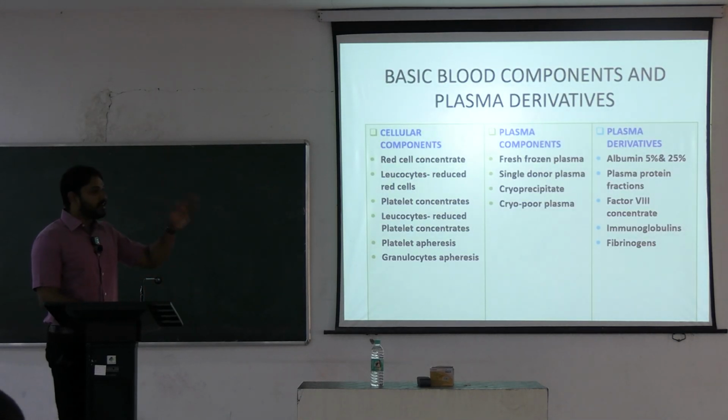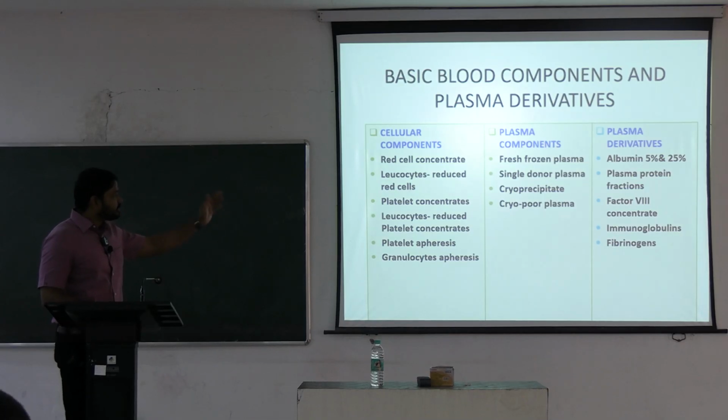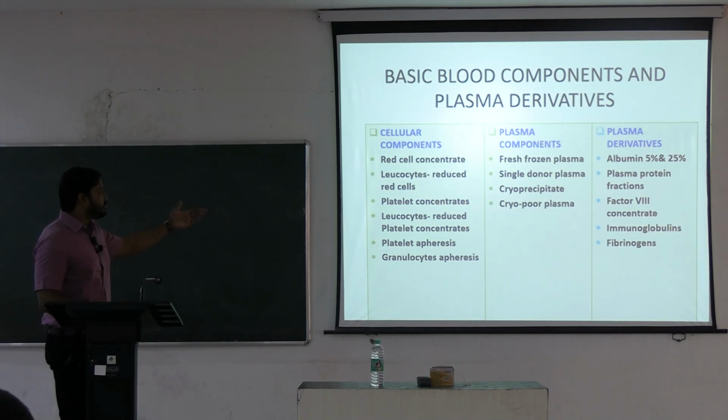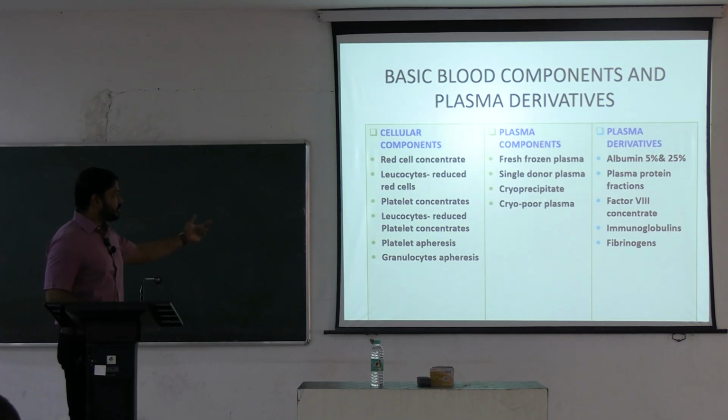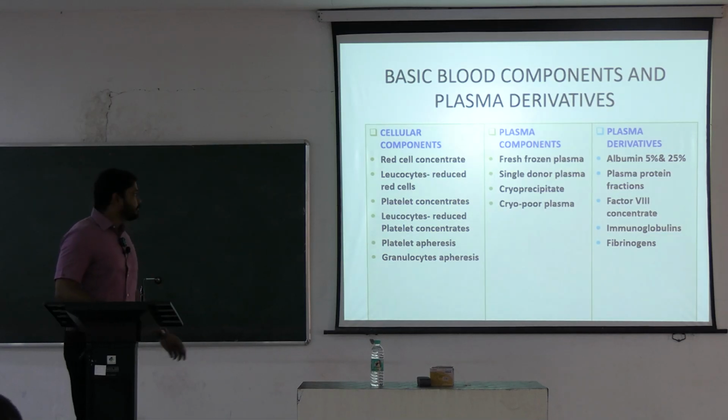So from the whole blood cell, you can get cellular components, plasma components and plasma derivatives. For example, red cell concentrate, leukocyte reduced red cell, platelet concentrate, you have FFP, single donor plasma, and you have albumin and things.